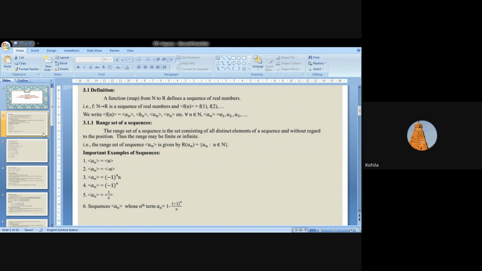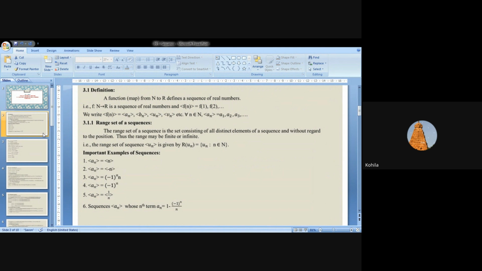Then the second one is a_n equal to minus n, which means the sequence represents the set of negative numbers. That is, a sequence represents which positions you have to allot for that particular number. Such types of representations are called sequences. Next, we will see the definition of the range set of a sequence. The range set of a sequence means its output, that is the codomain.